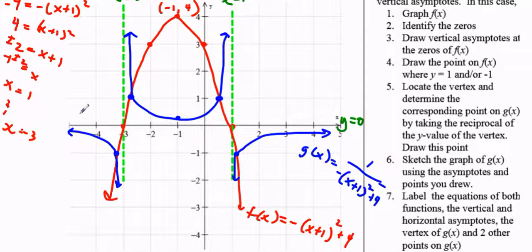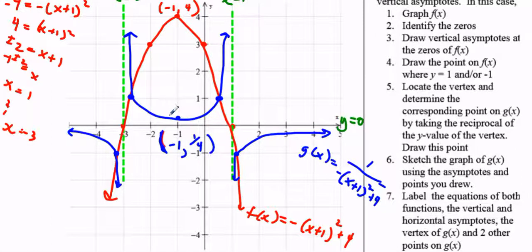I have to label the vertex of this. I know what it is. I know it's the same x value, which I should be using blue here. So it's negative 1, but instead of 4, it's 1 over 4, because it's the reciprocal. It's a point on the reciprocal of this function. Okay, and 2 other points on g of x.